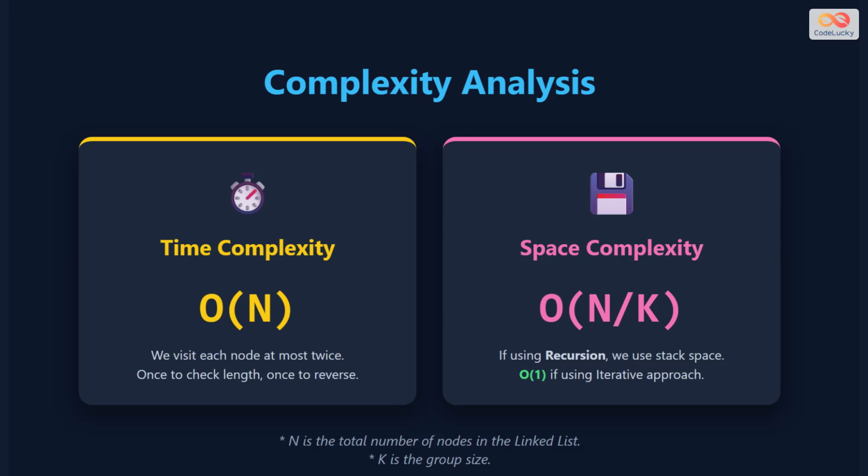Let's look at the efficiency. The time complexity is O(n), where n is the total number of nodes, because we visit each node at most twice. The space complexity is O(n/k) due to the recursion stack, or O(1) if you implement this iteratively.